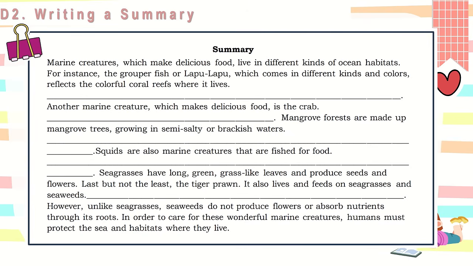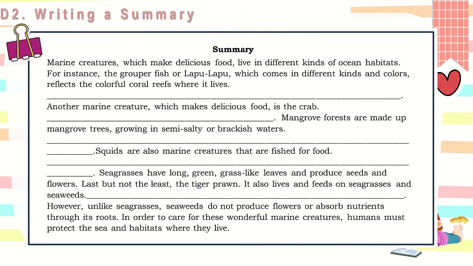Summary: marine creatures which make delicious food live in different kinds of ocean habitats. For instance, the grouper fish or lapu-lapu, which comes in different kinds and colors, reflects the colorful coral reefs where it lives. Blank. Another marine creature which makes delicious food is the crab. Blank. Mangrove forests are made up of mangrove trees growing in semi-salty or brackish waters. Blank. Squids are also marine creatures that are fished for food. Blank. Sea grasses have long, green grass-like leaves and produce seeds and flowers.